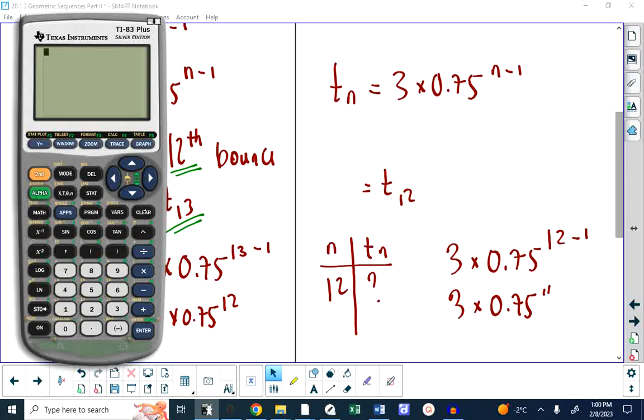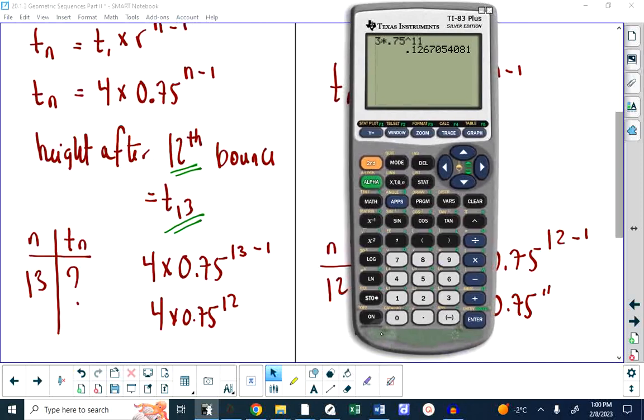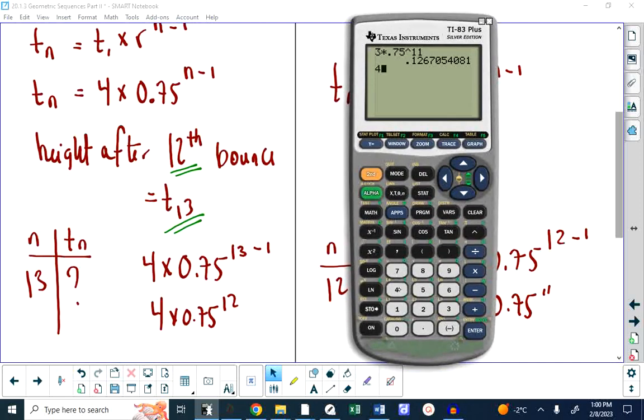Oh, yeah, I should have looked at what I had written on the board. Times 0.75 raised to the 11. Thank you. So I get about 0.127 meters, or about 12.7 centimeters if you wanted to do a conversion there. If I use the equation on the right, that's what I get. If I use the one on the left, 4 times 0.75 raised to the 12 gives me the same answer. So regardless, that's the answer.